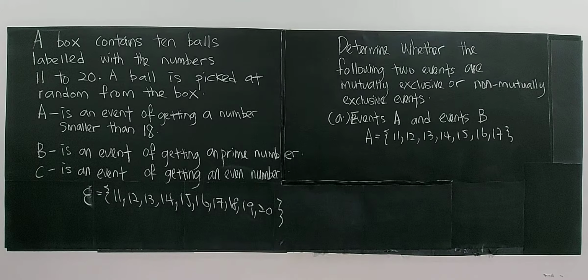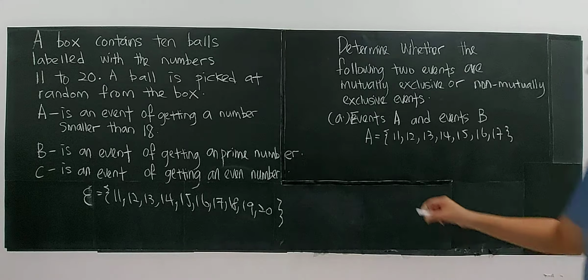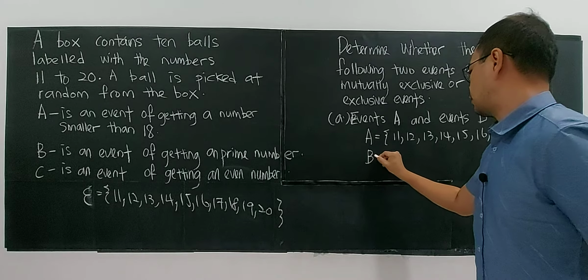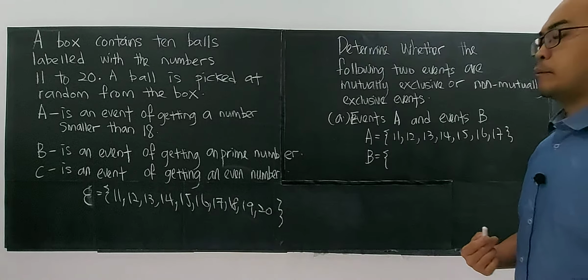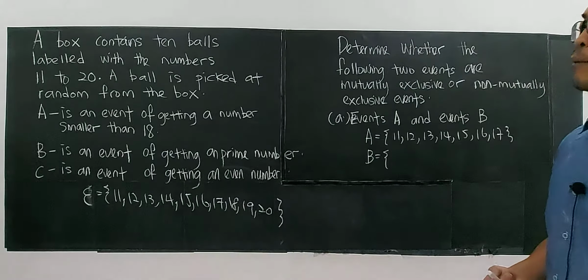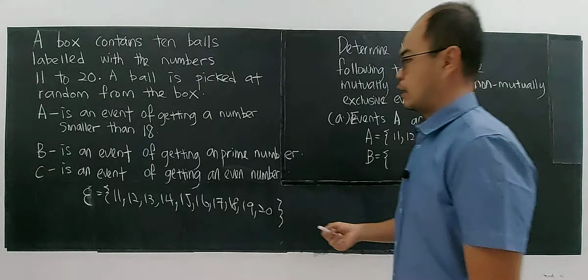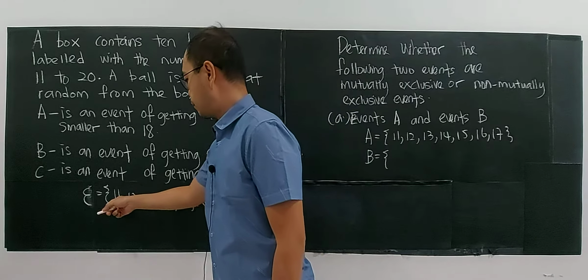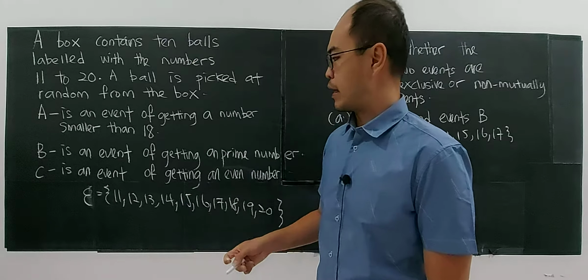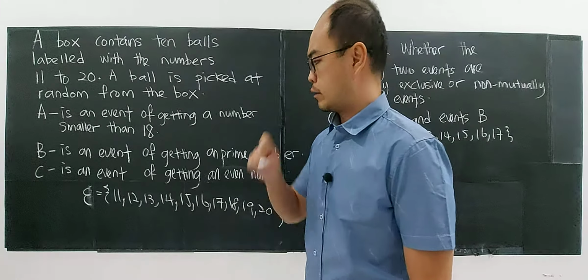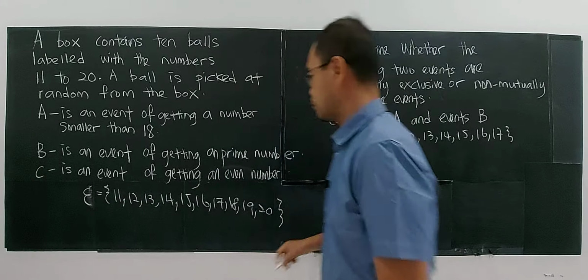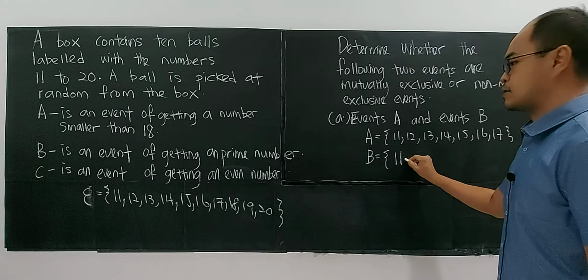Let's look at event B. Event B is an event of getting a prime number. Which is the prime number? A prime number is a number that can be divided only by itself and 1. So it's 11, it only has two factors, 11 itself and 1.